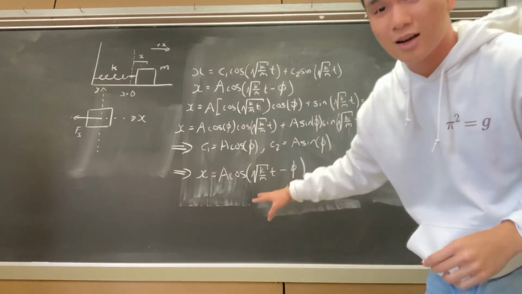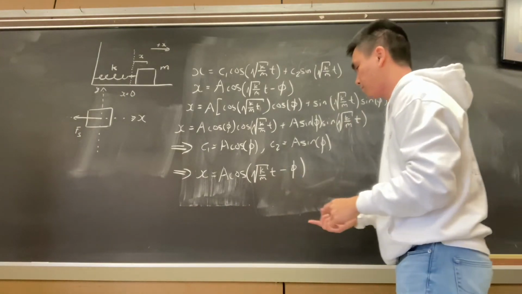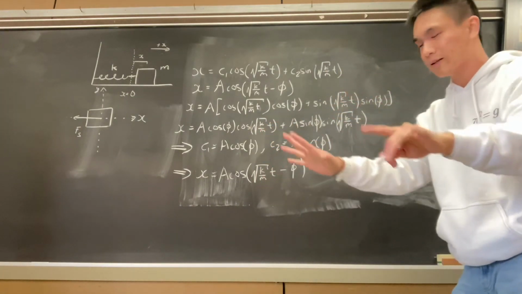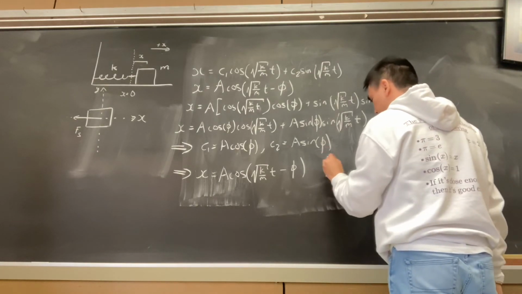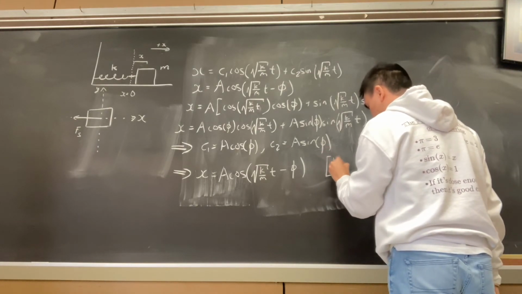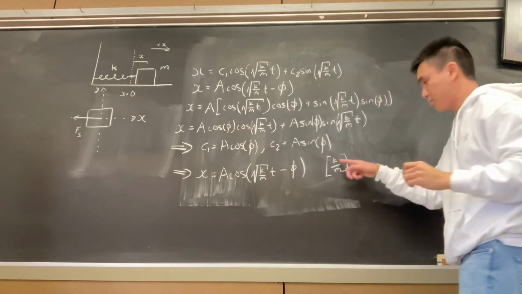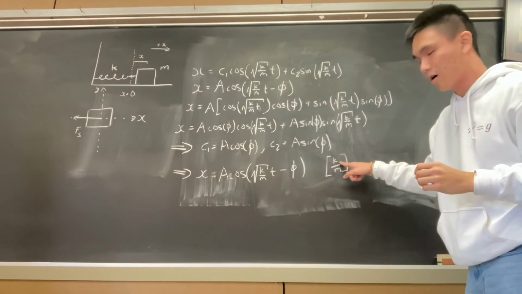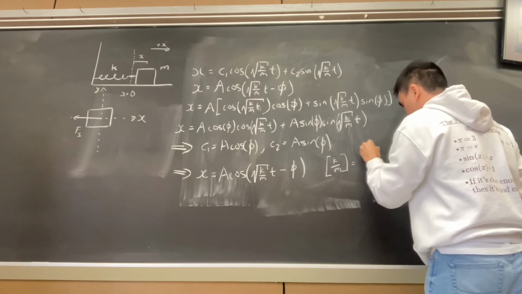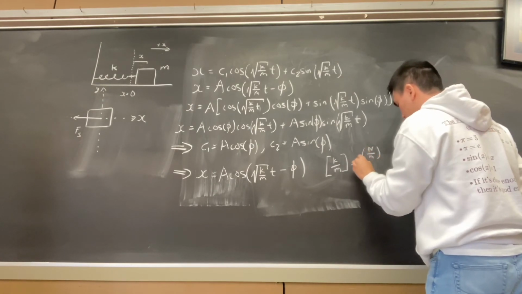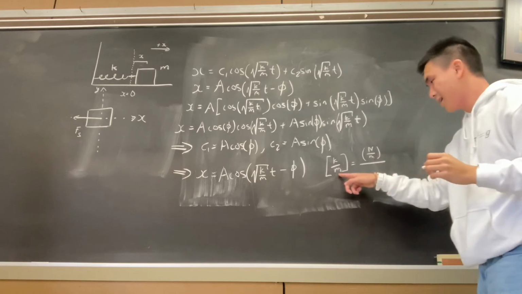And if you're still not satisfied with this square root K over M, let's look at the dimensions of it. So if I look at the dimensions of K over M, K is the spring constant and its units are newtons per meter. So we have newtons per meter over M.